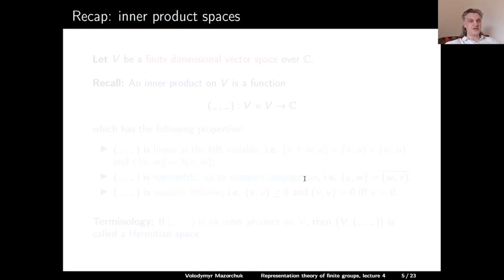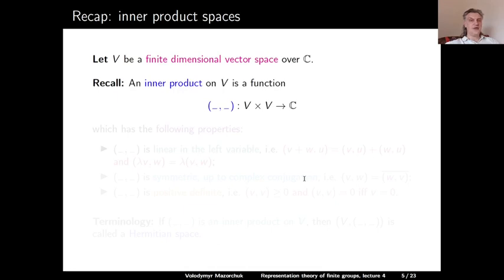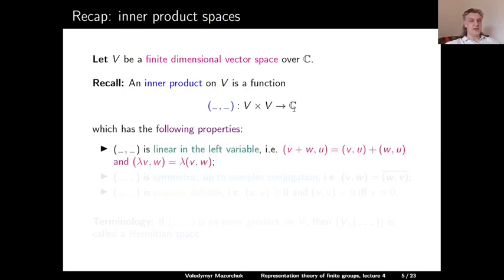Before we can prove Maschke's theorem, we need to recall inner product spaces. So let V be a finite dimensional complex vector space. An inner product on V is a function with two arguments from V, which has values in the field of complex numbers, and which has the following properties. First of all, it is linear in the left variable, which means that it is additive in the left variable, and you can take out the scalars in the left variable. Then this function is symmetric up to complex conjugation.